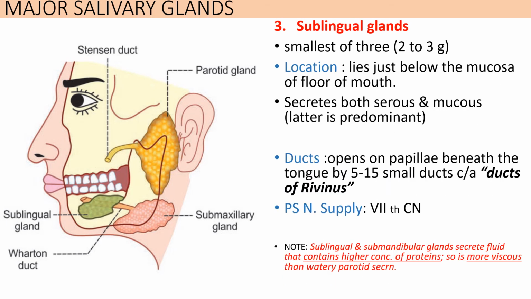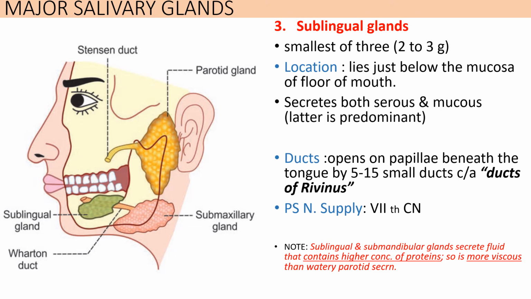The third salivary gland in the series is the sublingual gland. It is the smallest of all, weighing about 2 to 3 grams. It is located just below the mucosa of the floor of the mouth. There are a number of ducts, like 5 to 15 small ducts, that carry the sublingual secretions, and these are known as the ducts of Rivinus. The secretion of the sublingual gland is again a mixture of serous and mucus components, but here the mucus nature is more. The parasympathetic supply comes again from the seventh cranial nerve, that is the facial nerve.